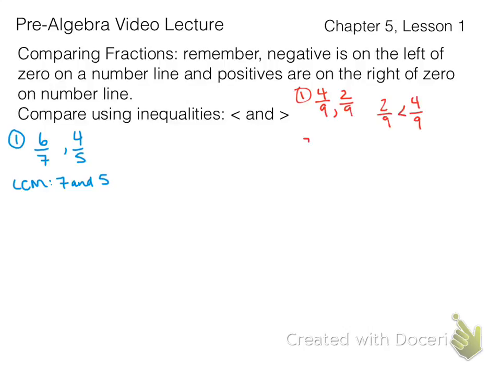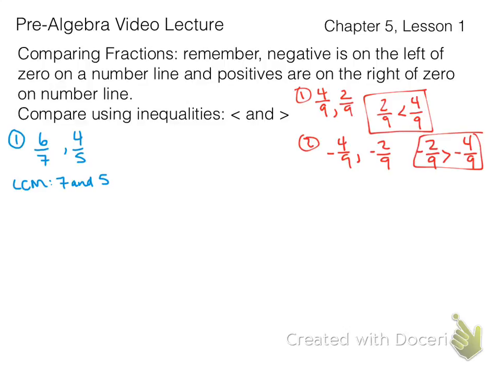What if we had -4/9 and -2/9? Which one's bigger? Well, the one closest to 0 is the biggest one. So -2/9 is larger than -4/9. I should probably box my answers, huh? And then number 3, we have -4/9 compared to +2/9.